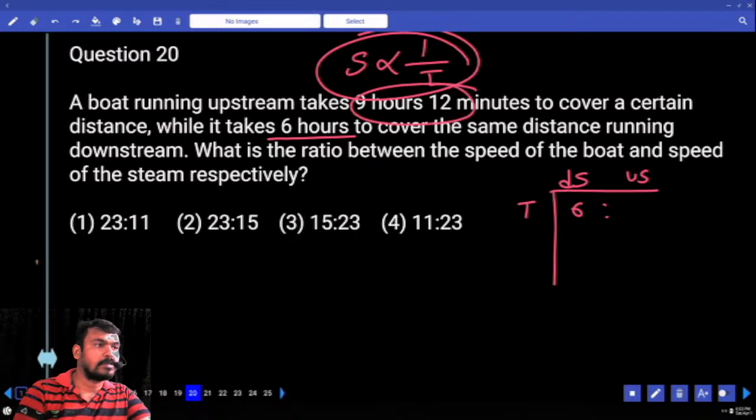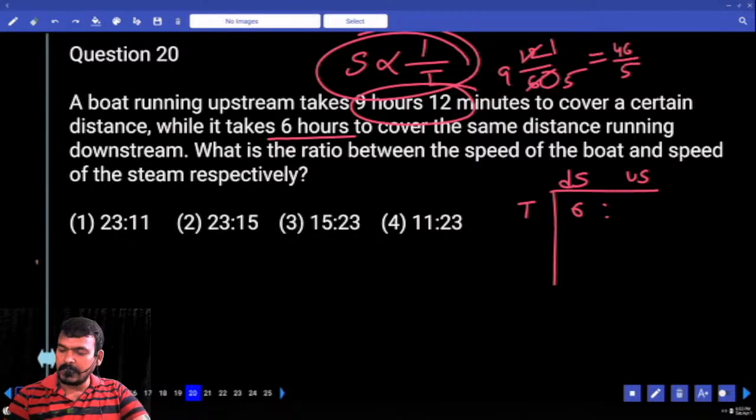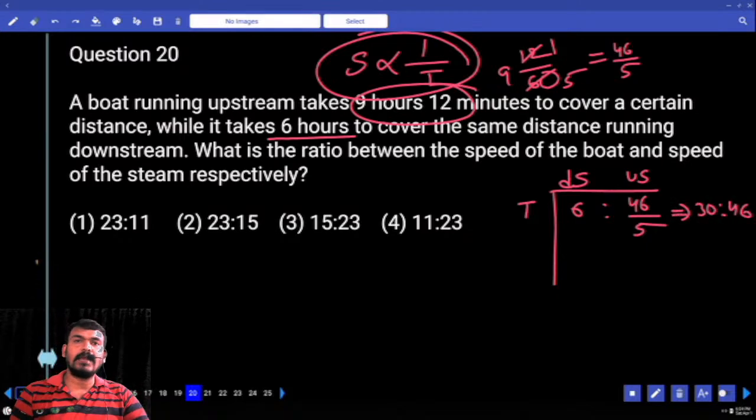Upstream time: 9 hours 12 minutes, written as 9 and 12 by 60, minutes converted to hours. 12 by 60 is 1 by 5. 5 nines are 45 plus 1, 46 by 5. That is the upstream time. Downstream time is 6, which is 30 by 5. So 46 is to 30 is the time ratio. But we required speeds ratio, so 30 is to 46.